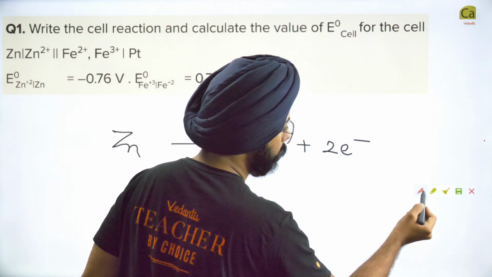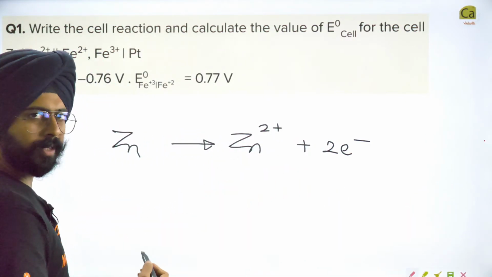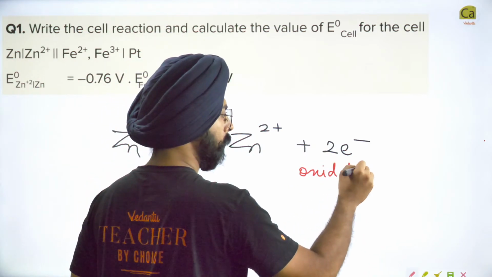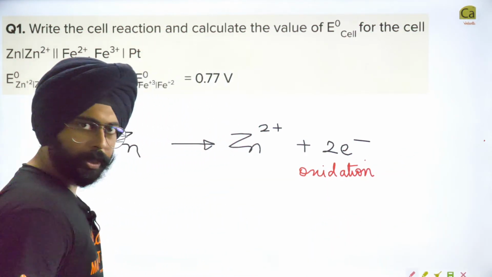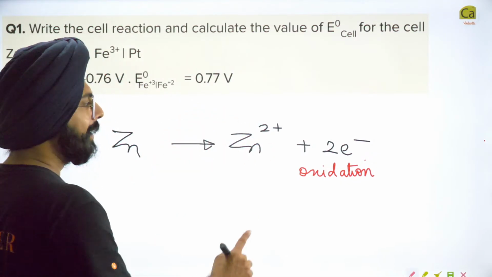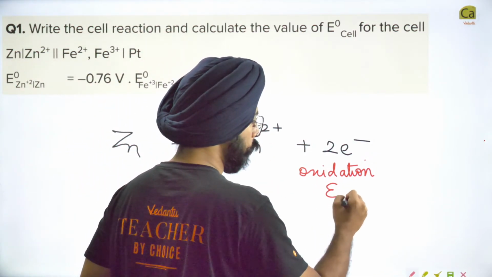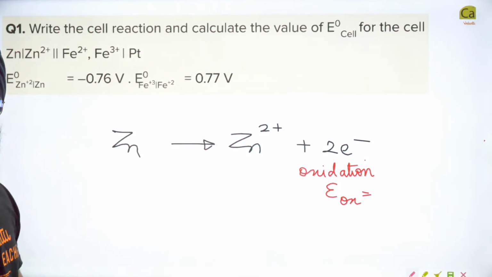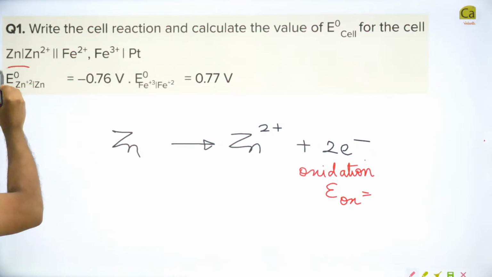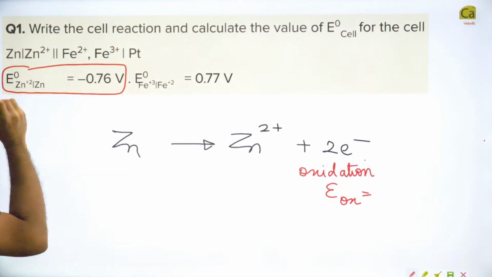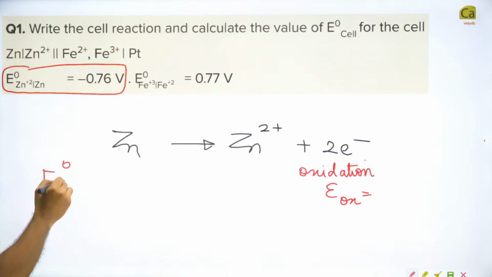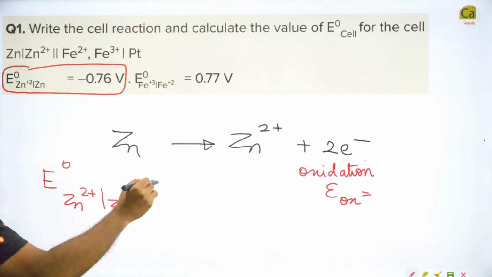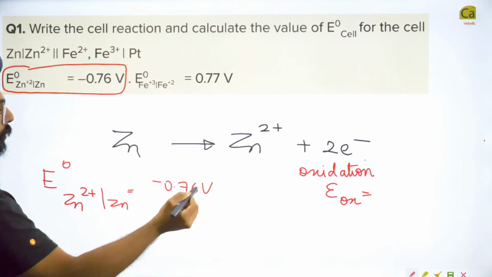What is this process, people? This process is a process of oxidation. Yes, pretty simple. And what is the electrode potential of oxidation over here? क्या होगा electrode potential? Let's think about it. देखो, what is this given? This value is E naught of Zn2+ to Zn, minus 0.76 volts.